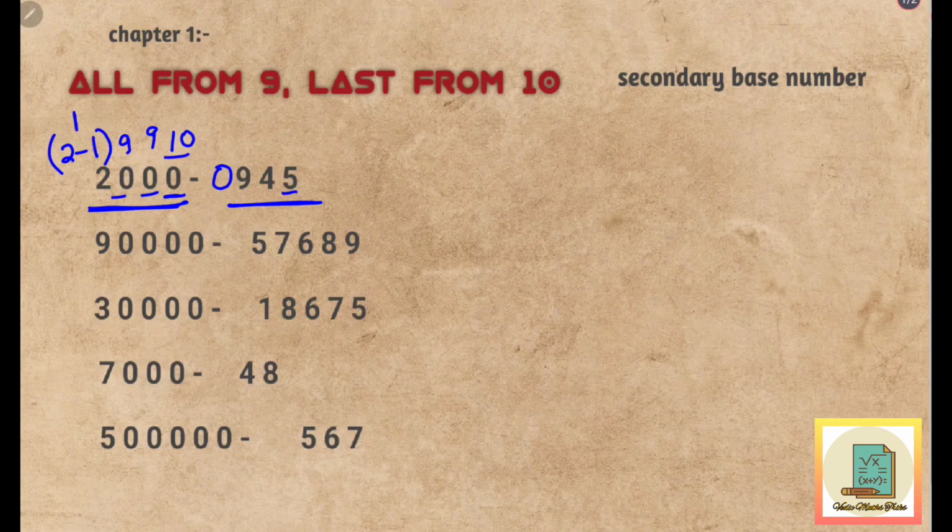Now 10 minus 5 equals 5. 9 minus 4 equals 5. 9 minus 9 equals 0 and 1 minus 0 equals 1. So 1055 is the answer. Now let's come to our second question, which is 90,000 minus 57,689. Now here both the sides have equal number of digits, so we can go ahead with the method.